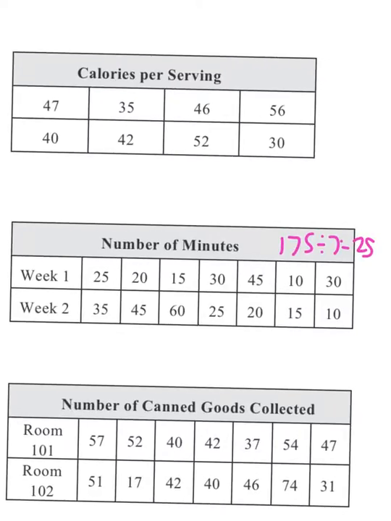So 25 minus 25 is 0. 25 minus 20 is 5. 25 minus 15 is 10. 30 minus 25 is 5. 45 minus 25 is 20. 25 minus 10 is 15. And 30 minus 25 is 5.